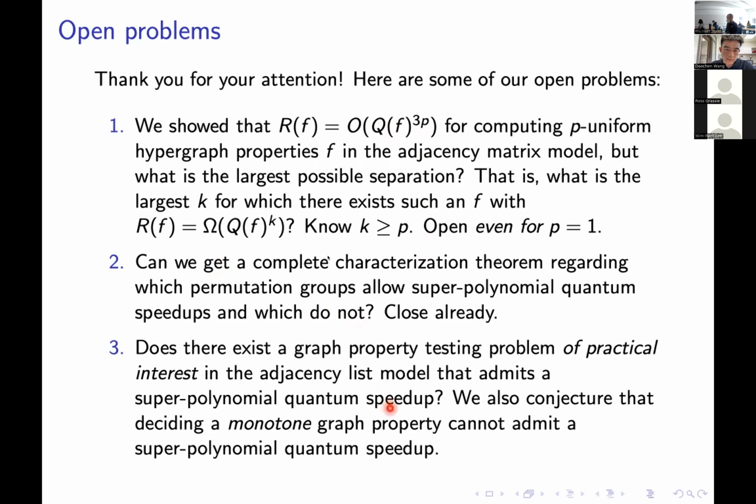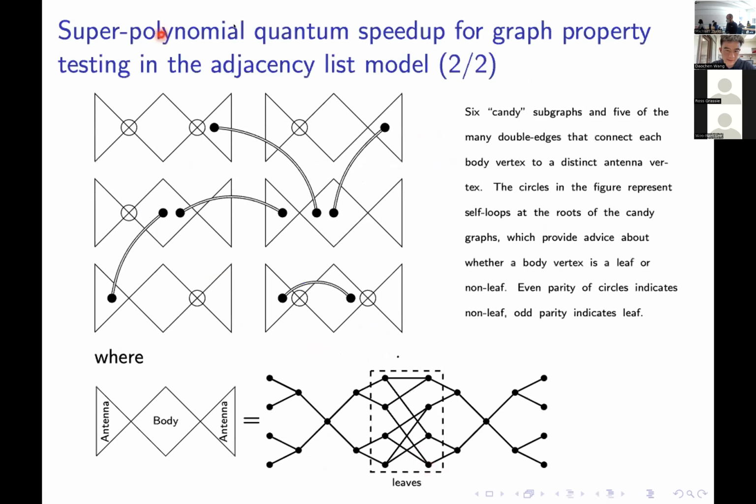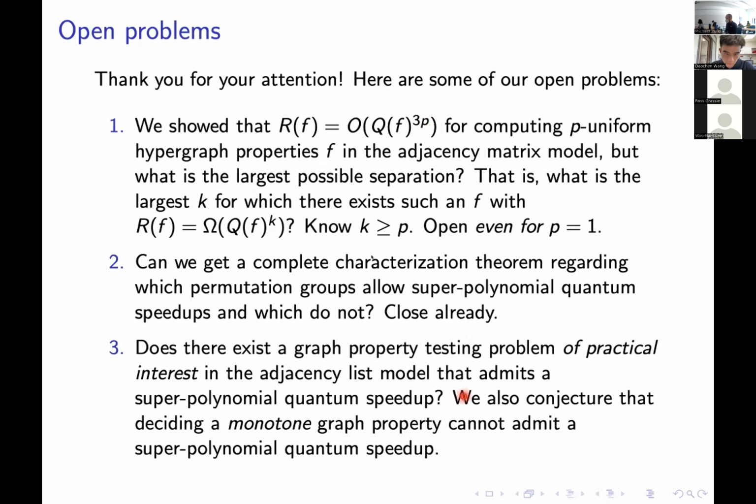The third is, if we go back to this graph, it is too convoluted to be of any relevance in the real world, and it would be great if we could come up with a graph property testing problem in the adjacency list model that is actually relevant for things we want to do in the real world. So yeah, we'll end with that now.